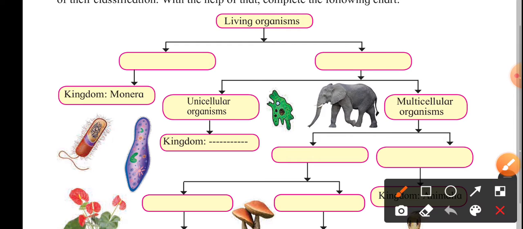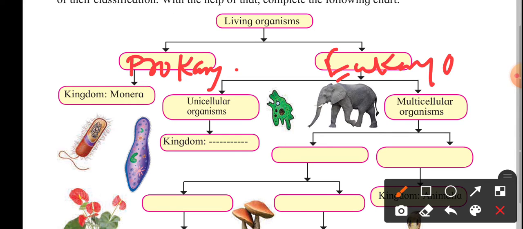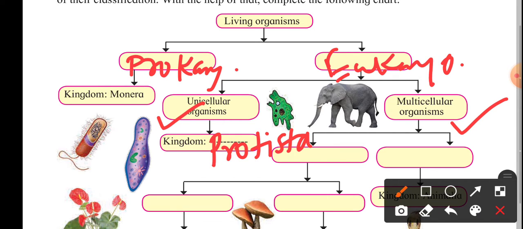Now, first of all, when we talk about the living organisms, they are classified as prokaryotics, I'm writing in short, and eukaryotics. Then prokaryotics are further classified as the kingdom Monera. The kingdom Monera is entirely present in the prokaryotics. Eukaryotics, on the other hand, are further classified as unicellular organisms and multicellular organisms. Unicellular organisms are further classified as the kingdom Protista. This is nothing but the kingdom Protista.